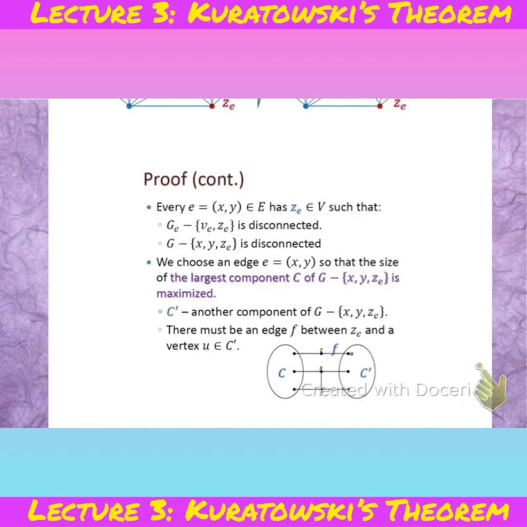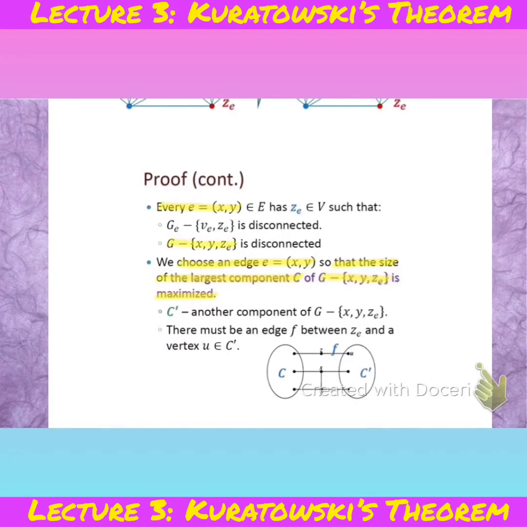Right, so now what we do is we choose the edge E very carefully. So we choose the edge E so that the size of the largest component C of the graph G without X, Y, and Z_E is maximized. Right, so we choose E out of all the edges. Remember, we can do this for every edge. Okay, so we just choose the edge E that will maximize the size of the largest component of this graph here.